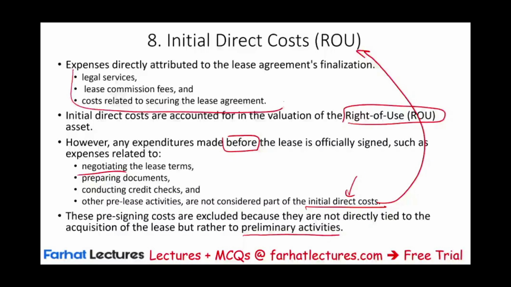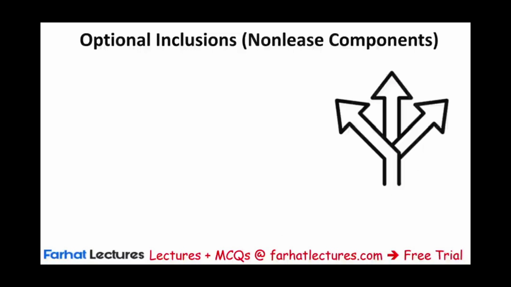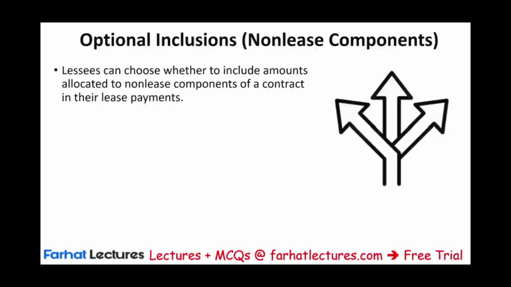Here what you do is you're finalizing the lease. You got it, you got the signature, and you're finalizing the lease. How about how to account for non-lease components? Well, those are optional. You can include them, you may not. So the lessee can choose whether to include the amount allocated to the non-lease component of a contract in their lease payment.